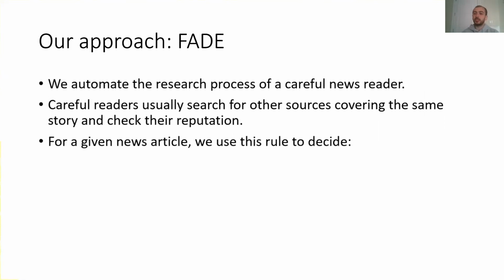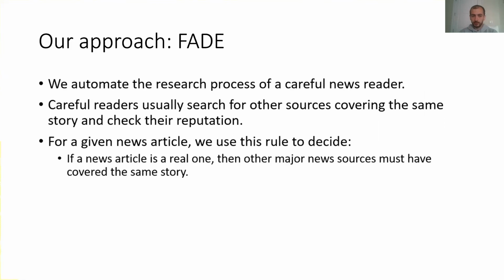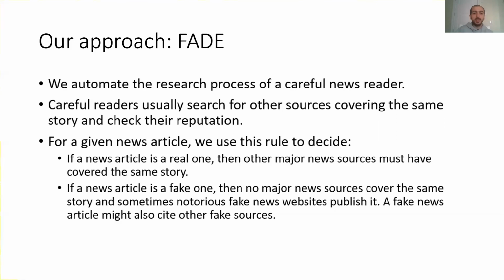For a given news article, we use this rule. If a news article is a real one, then other trusted and mainstream news sources should have covered the same story. If it's a fake, then either no source covers the same story, no major source, or some fake news sources are publishing or covering the same story. And those fake news articles might also cite other fake sources.